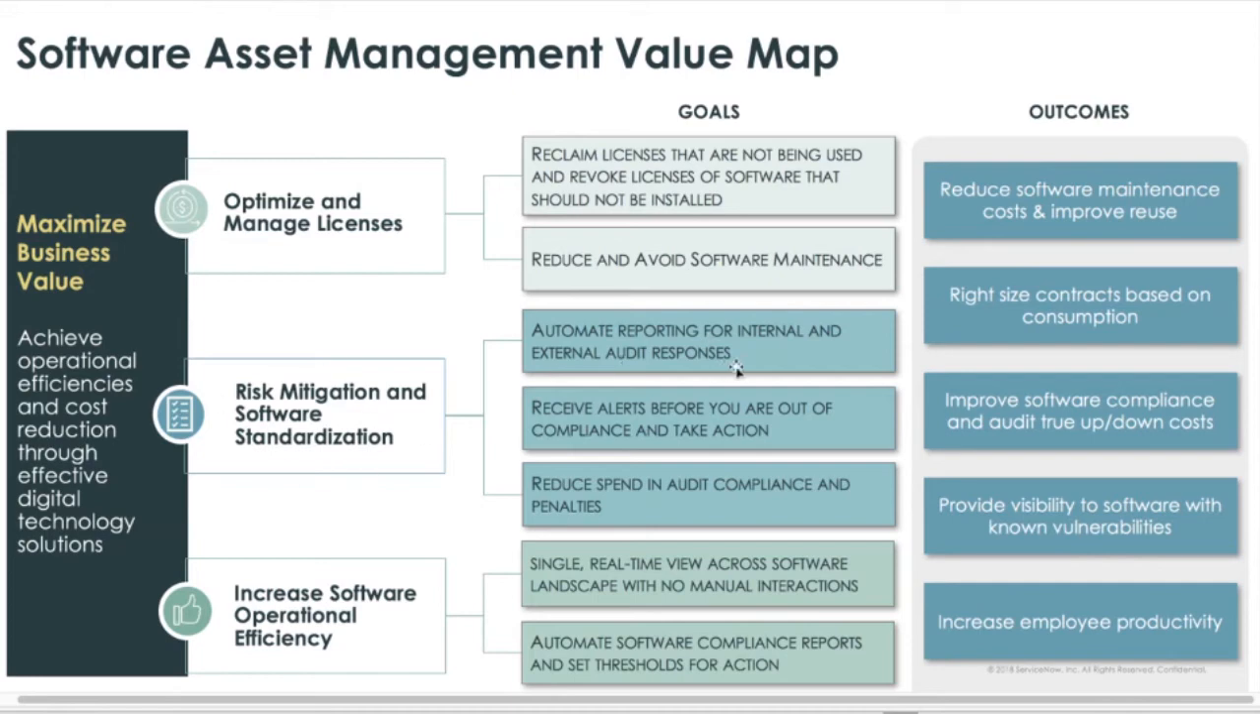From an overall goal and initiative perspective, look for ways to automate reporting for your internal and external audit. Be able to look for ways to create alerts so you can understand where you might have compliance issues and take actions internally before you actually cause an actual audit issue. And then ultimately here, reduce the spend in audit compliance and penalties. Obviously, that's a big initiative and it requires focus on tools and workflow.